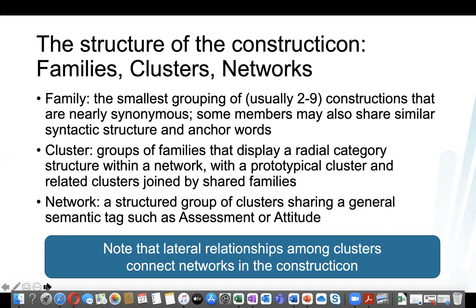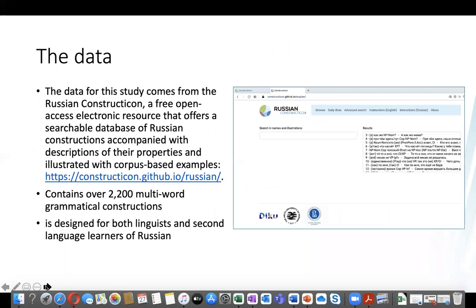And a network is defined by the fact that all of the constructions in that network share a single general semantic tag, such as assessment or attitude. Those are examples of general tags. And notice that there are also these lateral relationships, which we're going to look at a little bit afterwards. So it's both hierarchical and also horizontal, both vertical and horizontal. Our data comes from the Russian Constructicon. You're going to see a lot more about that otherwise today, so I won't go into that.